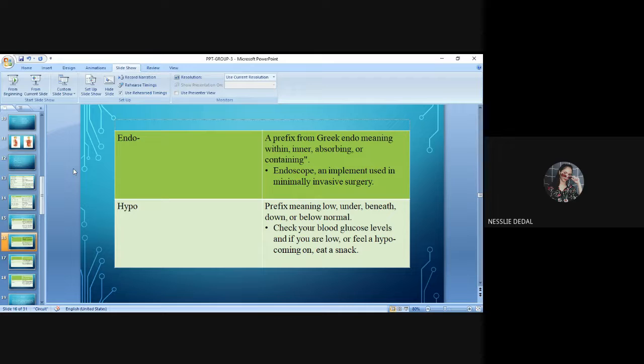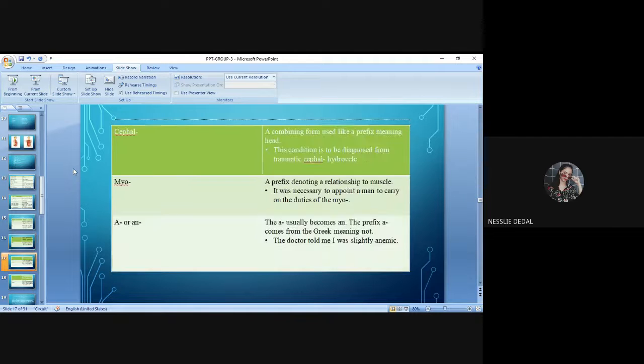Hypo, meaning low, under, beneath, down, or below normal. Check your blood glucose levels and if you are low or feel a hypo coming on, have a snack. Cephal is indicating the head. Example sentence, this condition is to be diagnosed from traumatic cephalhydrocele.